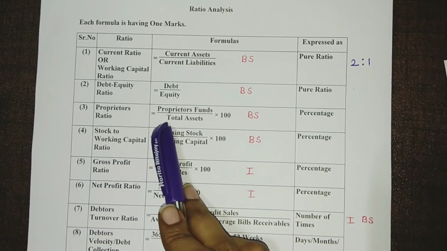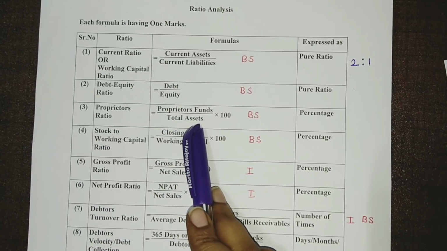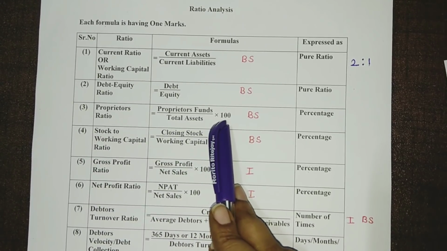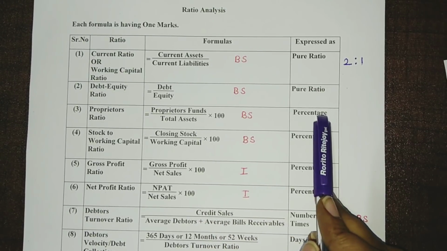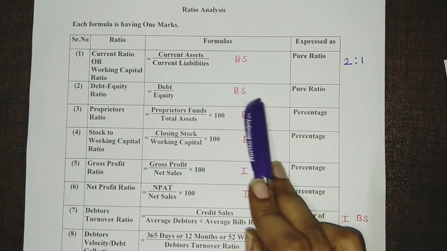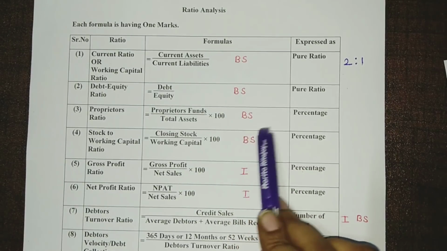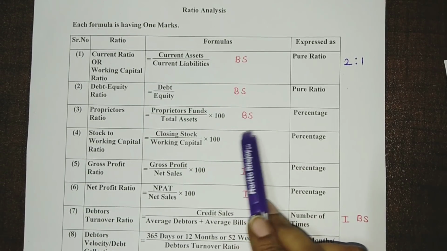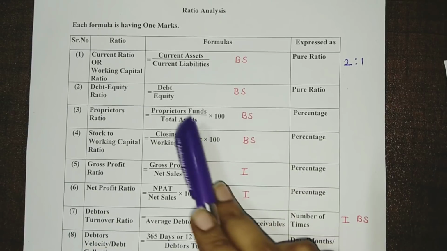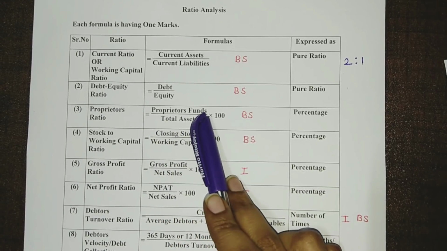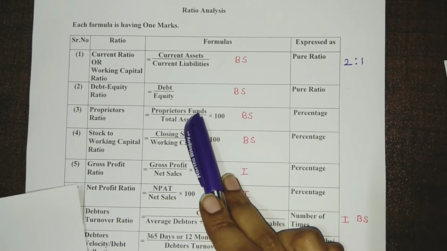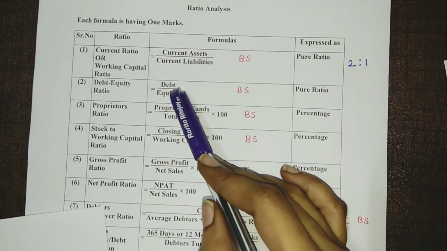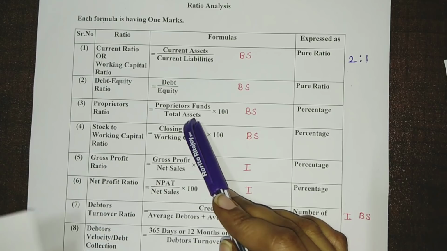The formula for that is proprietor funds divided by total assets into 100. Whenever it is into 100, your answer will come in percentage. Again, these amounts you are going to get from your position statement or from your balance sheet. Now, what is the meaning of proprietor funds? Proprietor funds is nothing but your equity, and the total assets is going to include so many things.